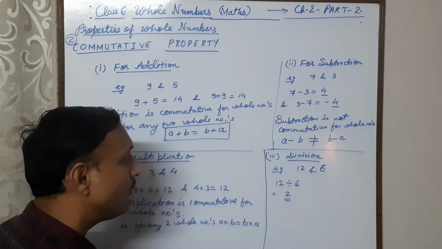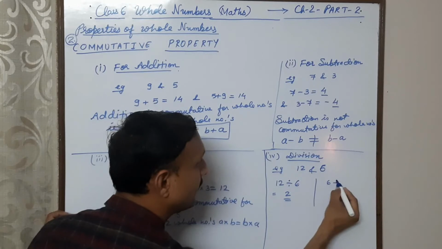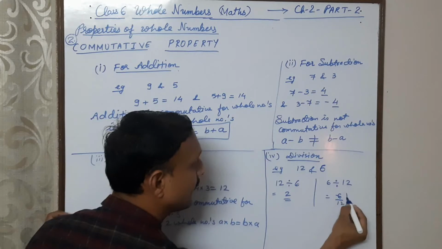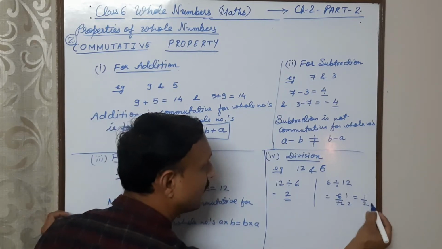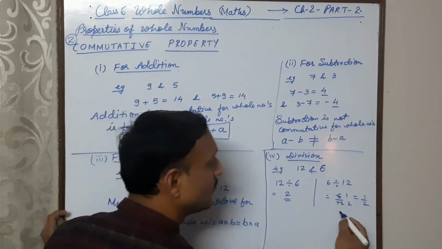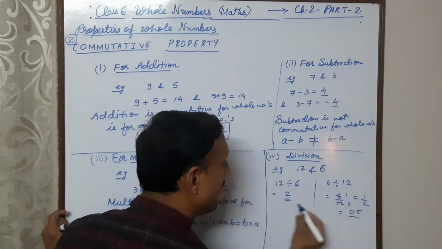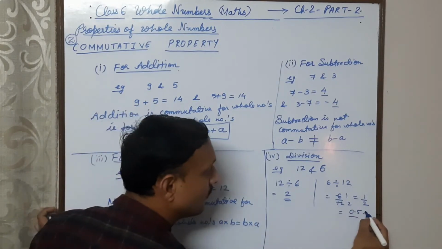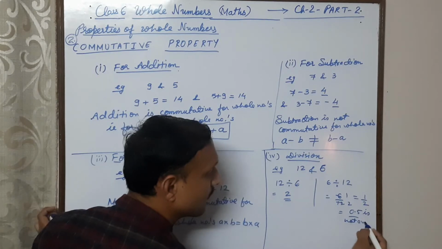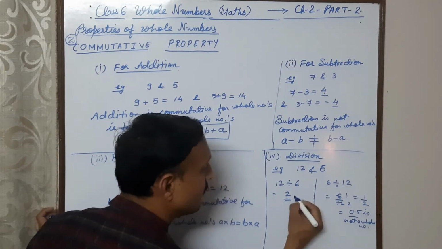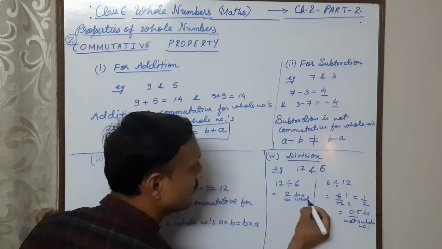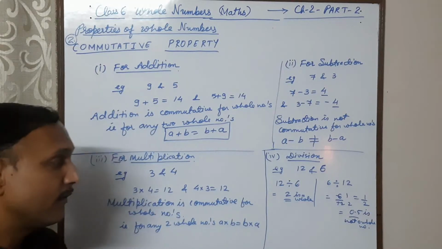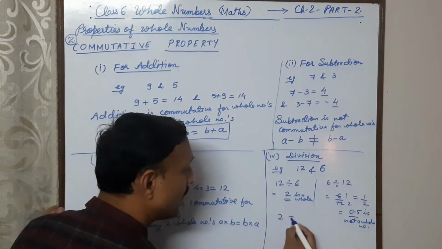Now dividing in this manner, 6 divided by 12 means 6 by 12, which is 1 by 2, and the result is in fraction or in decimal. 1 by 2 equals 0.5. Here 2 is a whole number, and 0.5 is not a whole number. So when we divide, we are not getting the same result. That means 2 is not equal to 0.5.